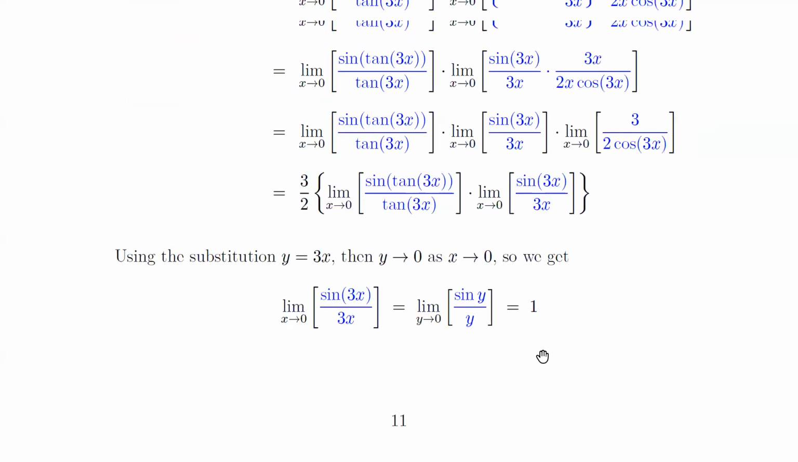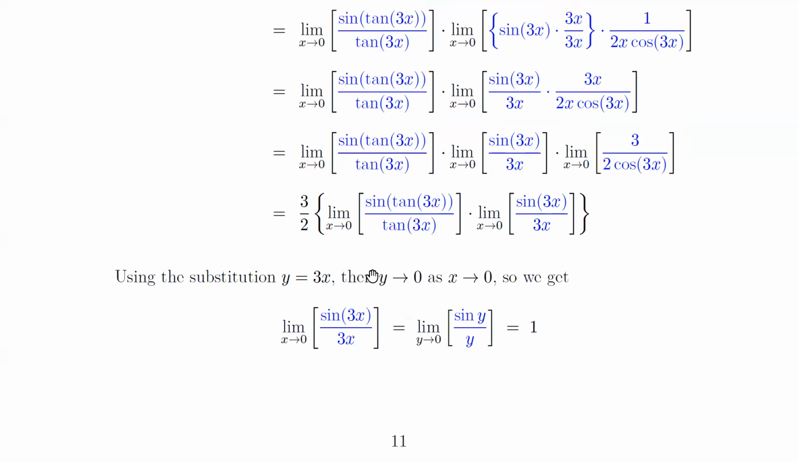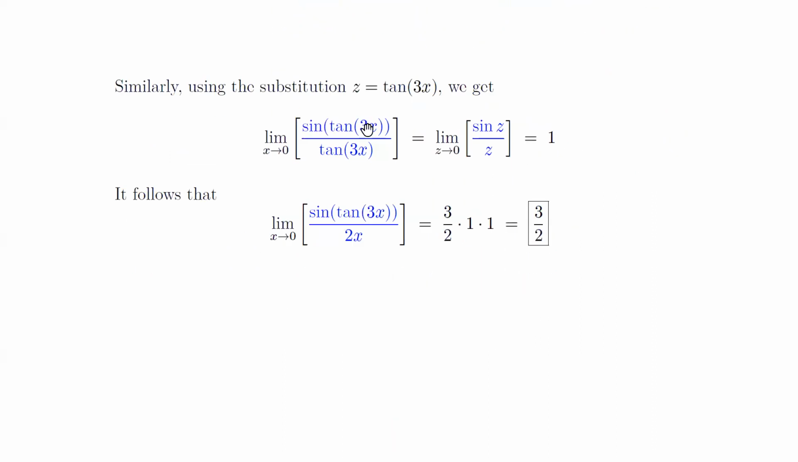Similarly, for the more complicated term, sine of tan of 3x over tan of 3x, we can let z be tan of 3x. And similarly as before, when we use our substitution, we'll end up with sine of z over z. As x approaches 0, tan of 3x approaches 0 as well. So z approaches 0. And again, from the theorem, this is 1.